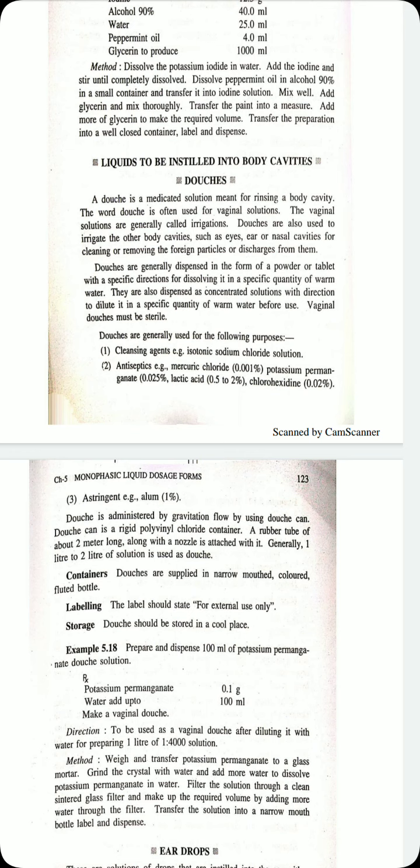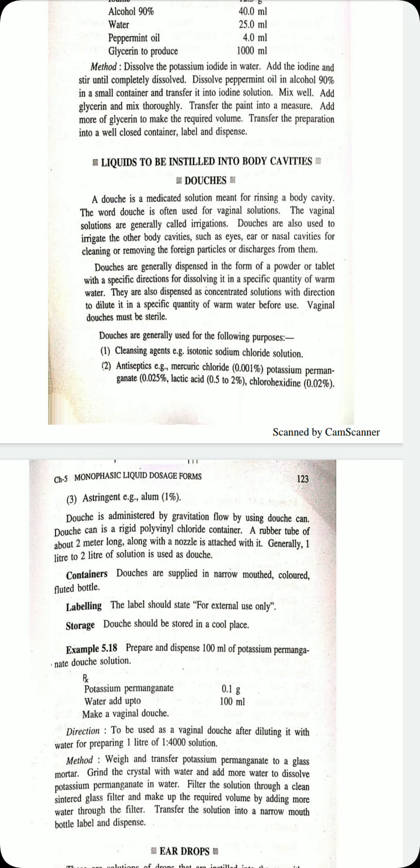Douches are also used to irrigate other body cavities such as the eye, ear or nasal cavities for cleaning or removing foreign particles or discharge from them. These are generally dispensed in the form of powder or tablet with a specific direction for dissolving it in a specific quantity of warm water. Those are used for the following purposes: cleaning agent, antiseptic and astringent.